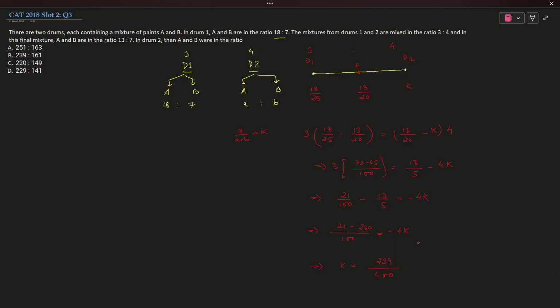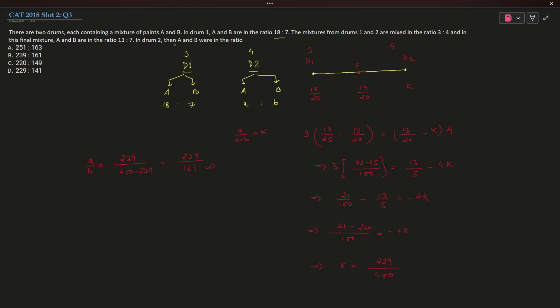I need to find the ratio of A is to B. This is basically the fraction of A in total. So A by B will be 239 by (total minus A), so this will be 239 by 161. This is the required answer, guys.